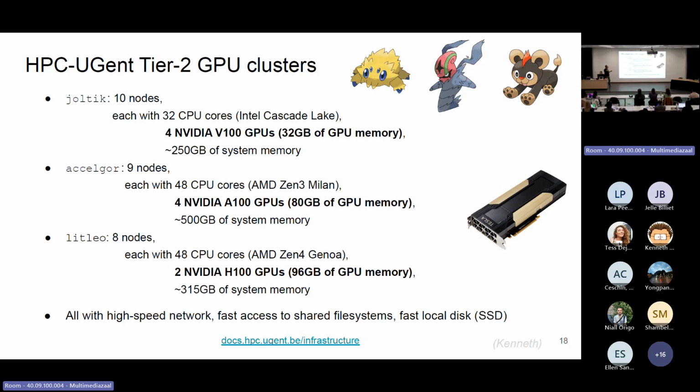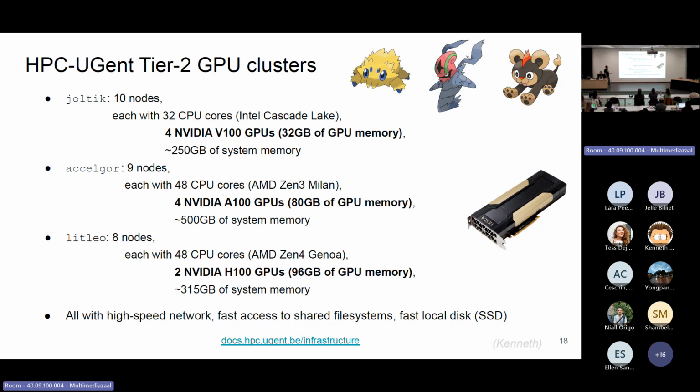Also, Joltik is now close to end of life. But each of the Joltik nodes has 4 of these GPUs in them. Each of them have their own amount of memory as well, 32 gigabytes. And again, as you go down the list, it's newer hardware, more capable hardware. So you can see the number of GPUs per node stays the same, but the memory grows quite a lot. And that opens new doors for new types of scientific workloads running on them. And they're also a lot faster. They're also quite more expensive. So that's why the number of nodes is actually going down in these clusters.